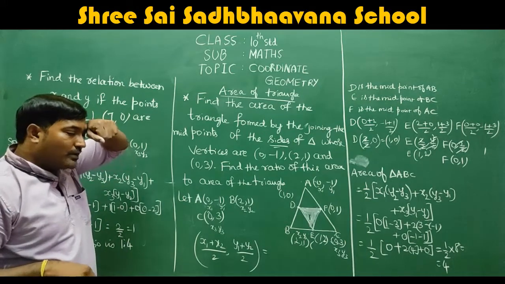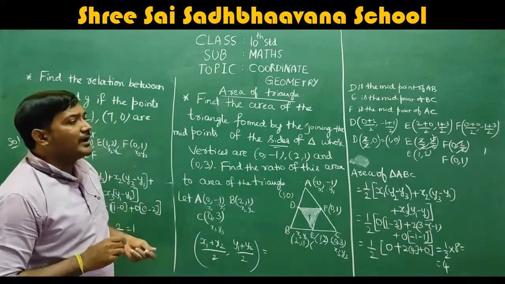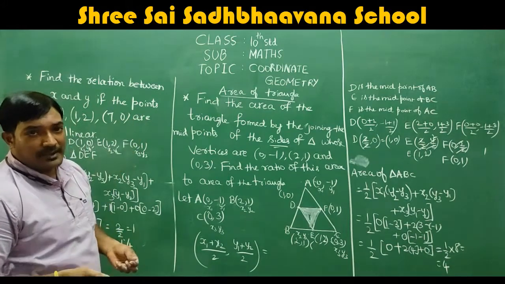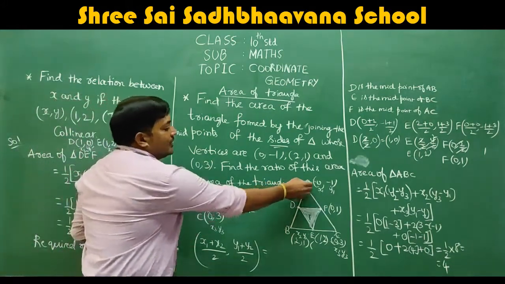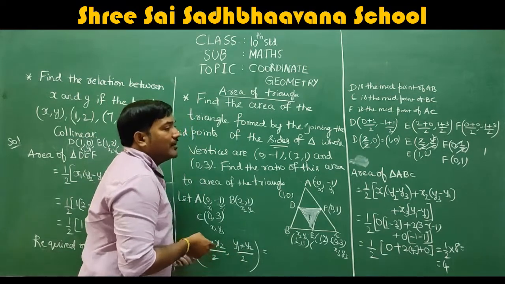Okay. So now first triangle ABC, and D, how to find? D is the midpoint of AB. So find the midpoint of AB. So how to find midpoint? You just take the midpoint formula.